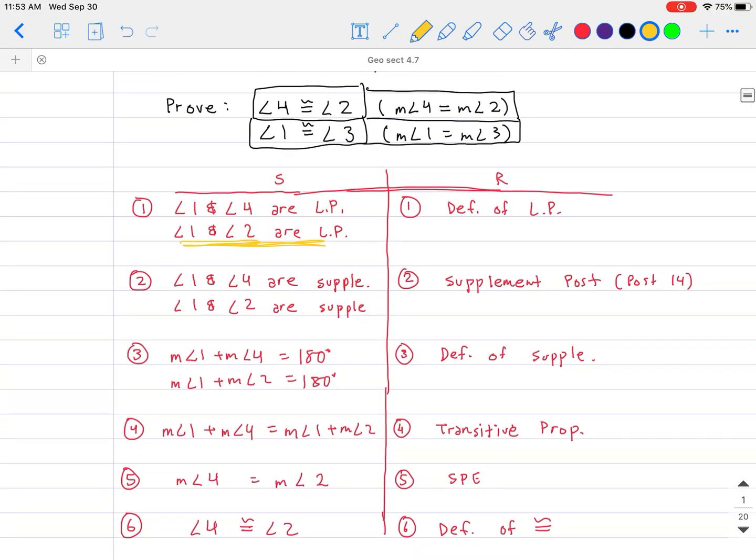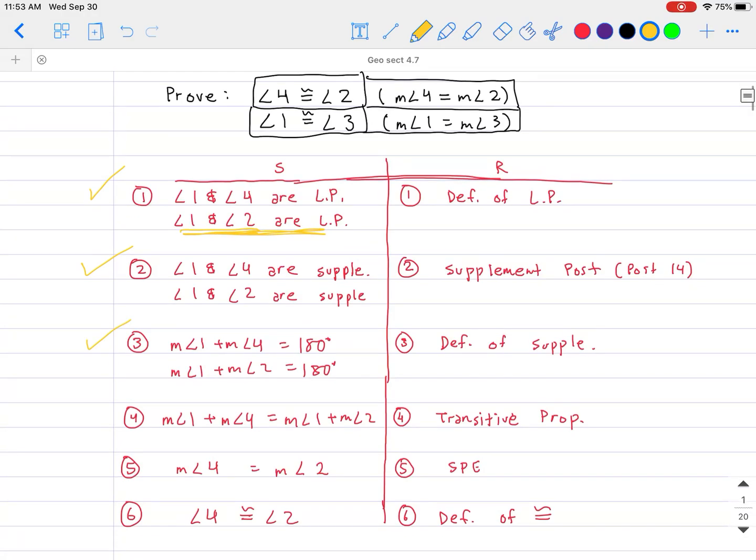So going through the procedure, once we say that they are a linear pair, then we can go ahead and say that they are supplementary to each other because of the supplement postulate, which is also known as postulate number 14. So it's probably better just to say the supplement postulate then, not definition of supplementary, which is the next thing actually. Step 3, once we say that they are supplementary to each other, then we can say by the definition of supplementary, the measurement of angle 1 plus the measurement of angle 4 is equal to 180 degrees.